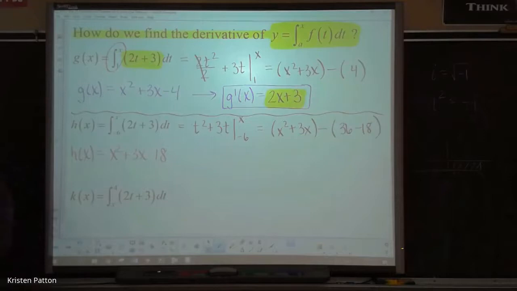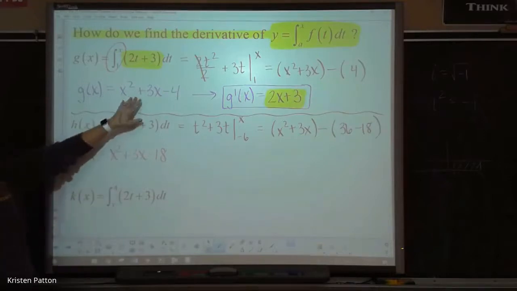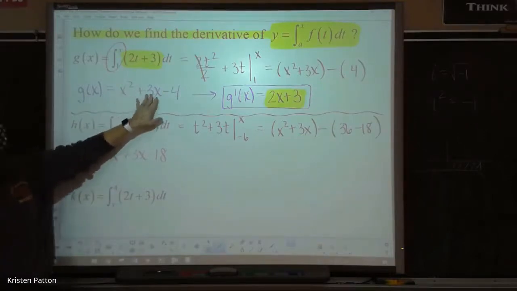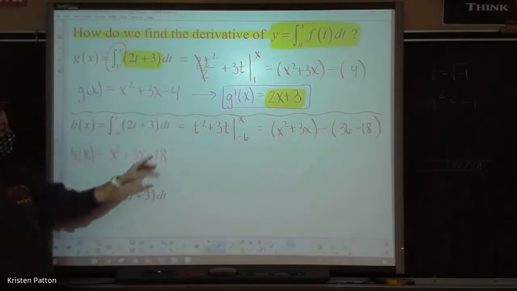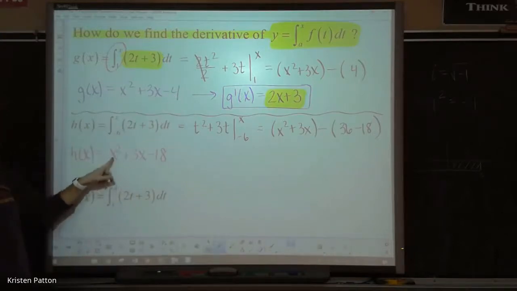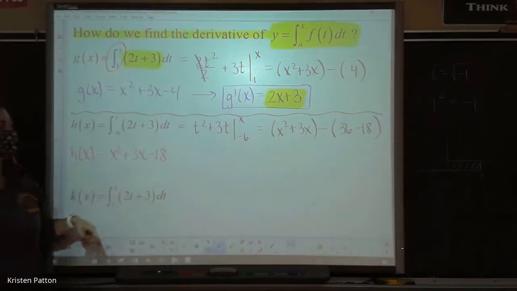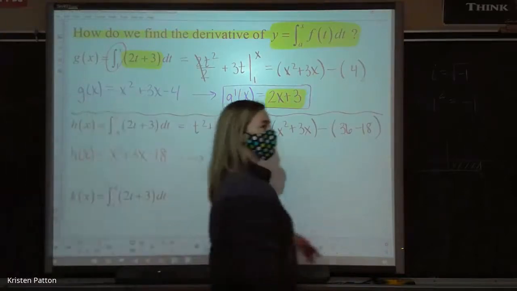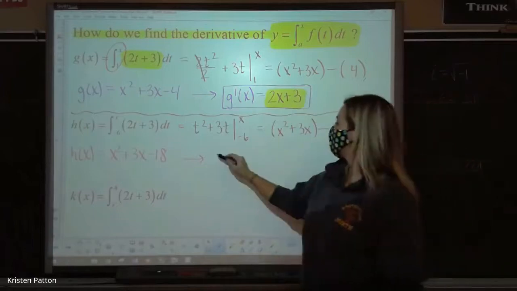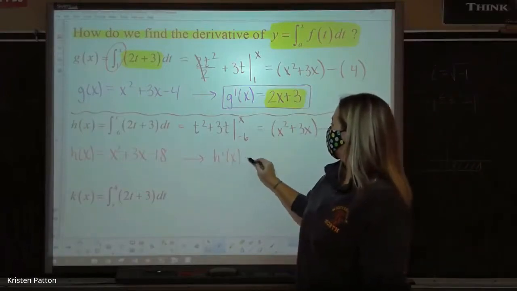It's a different function, isn't it? The one up here, g of x, was x squared plus 3x minus 4. This pink one, this h of x, is still a parabola that's been moved down. All right. What's that going to change about its derivative? Not a thing, right? Because what's the derivative of a constant? 0.